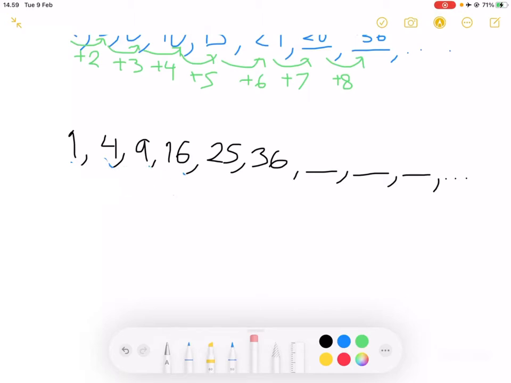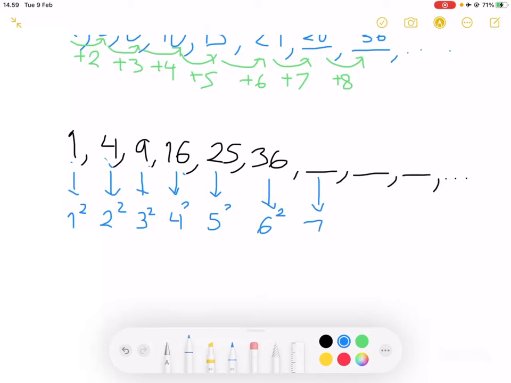So notice that 1 right here can be written as 1 squared. 4 can be written as 2 squared. 9 can be written as 3 squared. 16 can be written as 4 squared. 25 can be written as 5 squared. 36 can be written as 6 squared. Therefore, the next term will be 7 squared, or in other words, 49. The next will be 8 squared, or 64. Next will be 9 squared, which is 81, and the next will be 100, or 10 squared.